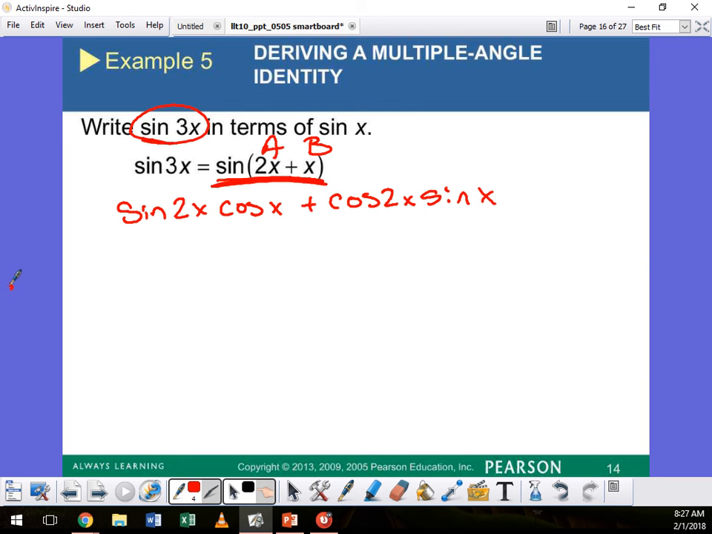What am I going to replace the sine 2x with? 2 sine cosine, right? So this right here turns into 2 sine x times cosine x. That's this one right here, right? That's just this times cosine x plus.